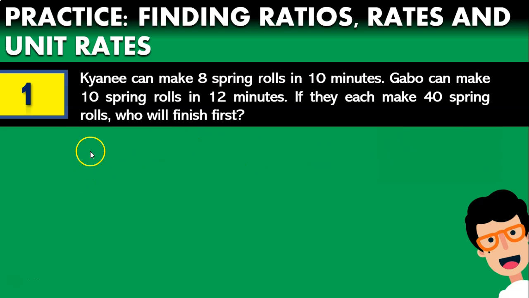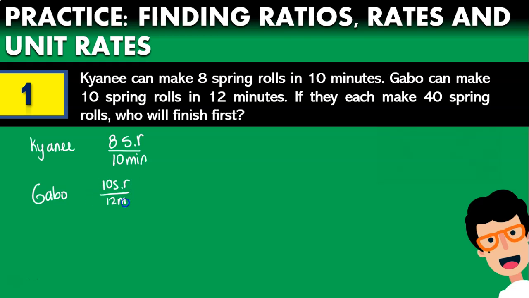Okay guys, so in this problem we have Kiani, who makes 8 spring rolls, which I'm going to call SR for short, in 10 minutes. And we also have Gabo, who makes 10 spring rolls in 12 minutes. So in this case, we're given two relationships, Kiani's and Gabo's. Time is usually going to be in the denominator, because our denominator is going to tell us time usually, since time is almost always going to be our independent variable. So keep that in mind.